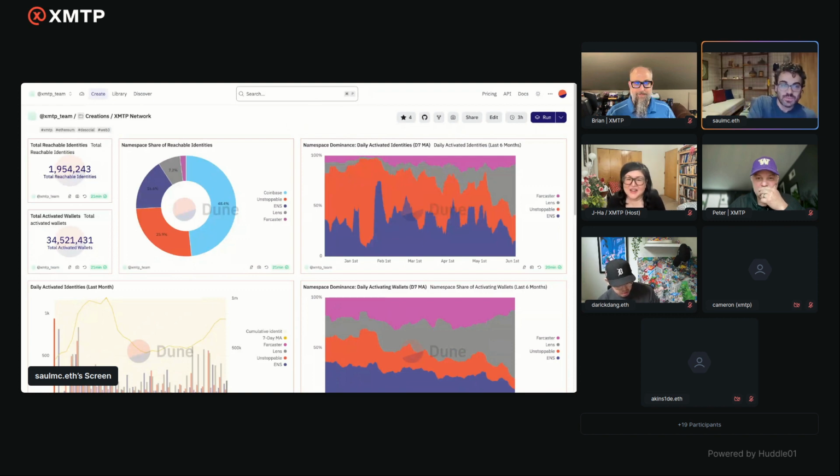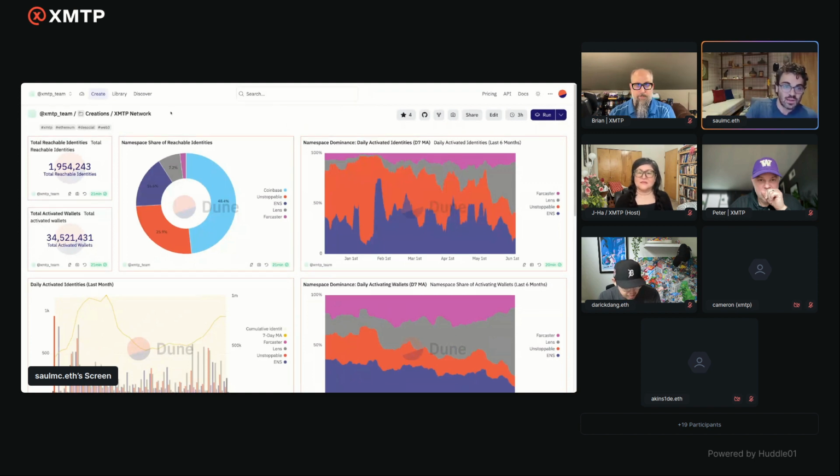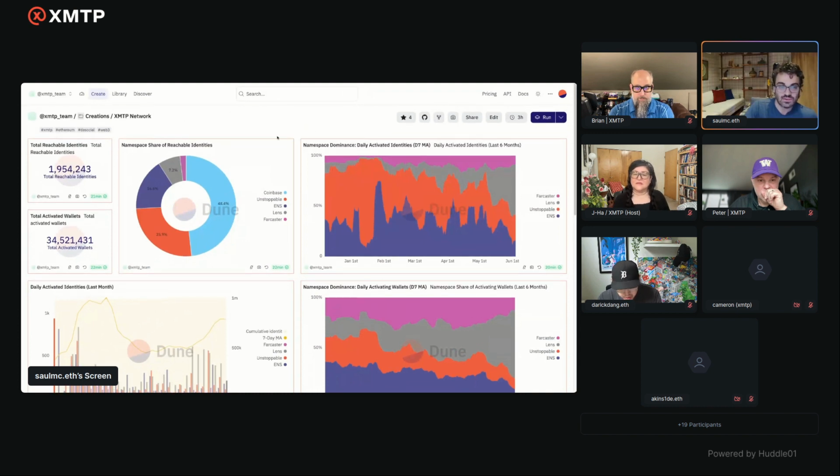So here we are. This dashboard is at dune.com/xmtp_team/dash. We'll share the link as well in the notes and follow up from today's session. As you can see, we have this total reachable identities number that is very much what we are focused on tracking in terms of understanding the reach of the network, as well as how that's broken down across the different namespaces. Coinbase Wallet has driven a very significant portion of the reachable identities that have activated on XMTP.